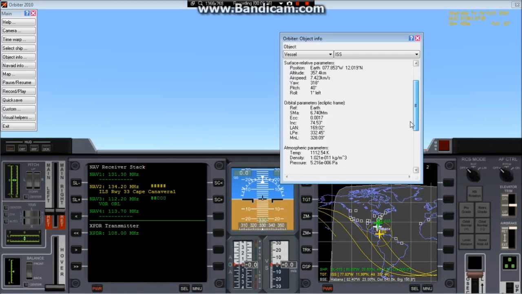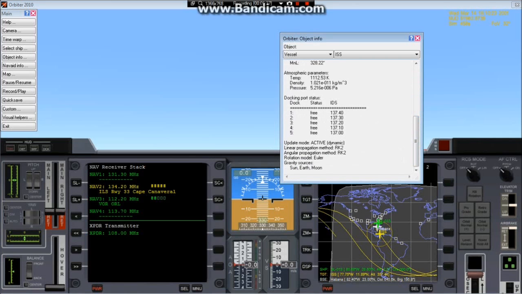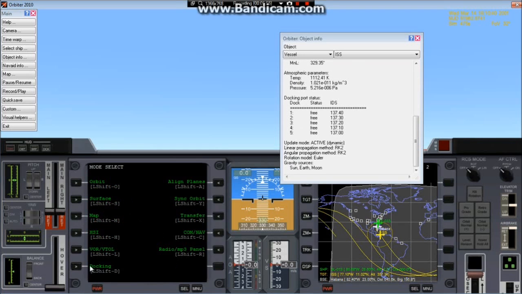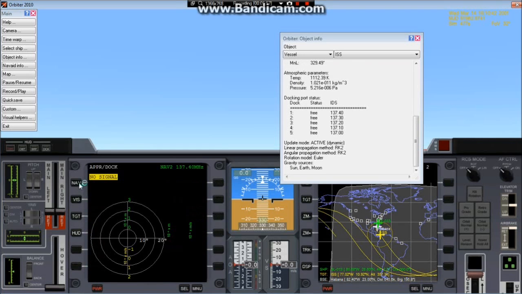Next thing we're going to do is look at the docking port. All of the docking ports are free, so we're going to go with docking port number 1, which is 137.40 megahertz. So 137.4. And that's set now, so we go back into docking. There's nav 1, nav 2, nav 3, and nav 4. We're going to keep it on nav 1.